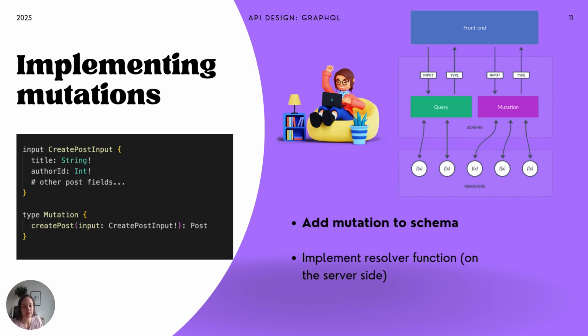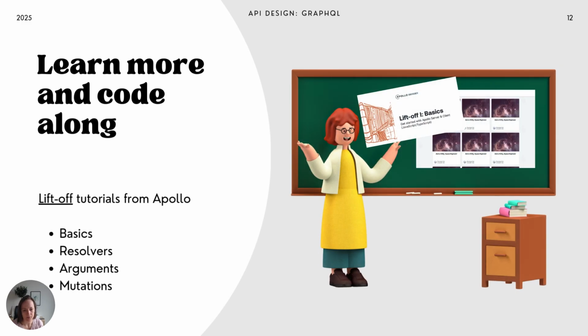Whatever our frontend needs. And then after you added the mutation to the schema, you need to implement the resolver function. So what is the resolver function? This is the code in your backend that will be mapped to this mutation specification in your schema. This is how it can look like.